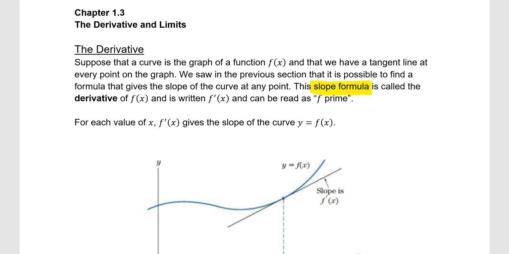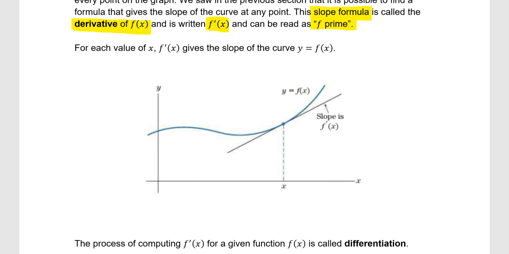The slope formula is called the derivative of f of x, and it is written like this, which we can read as f prime or f prime of x, or the derivative of f of x. So essentially, for each value of x, f prime of x gives the slope of the curve y equals f of x. So the derivative of the function is the slope formula.